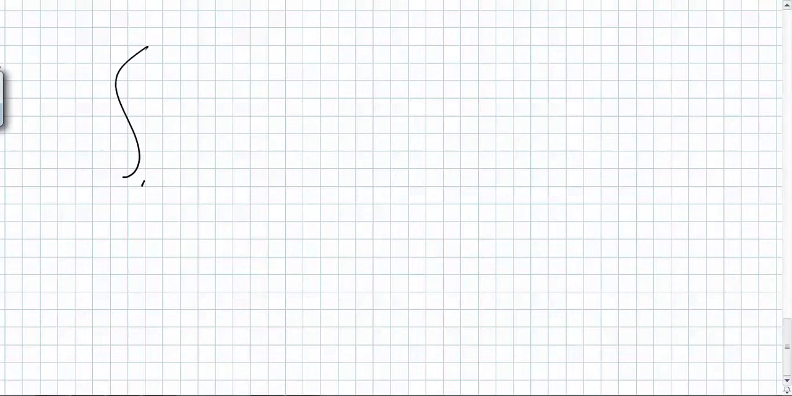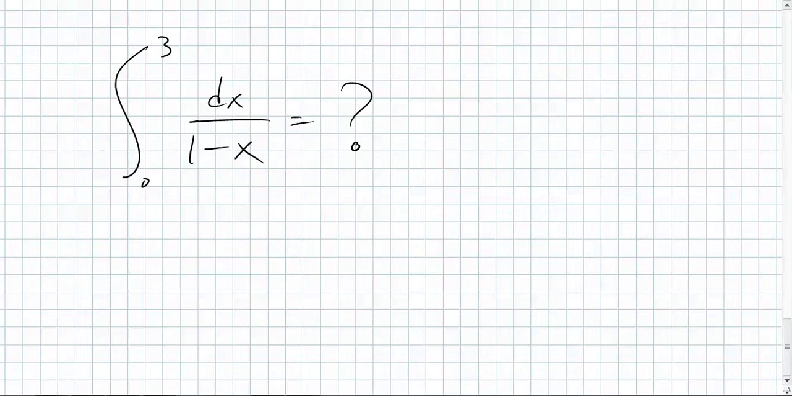So how about if I ask you something about this? The integral from 0 to 3 of dx over 1 minus x. What's the problem? There's an asymptote that causes a problem. The challenge here is that you could do the antiderivative and then use the fundamental theorem.